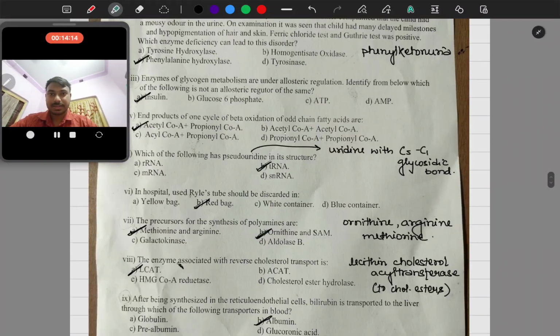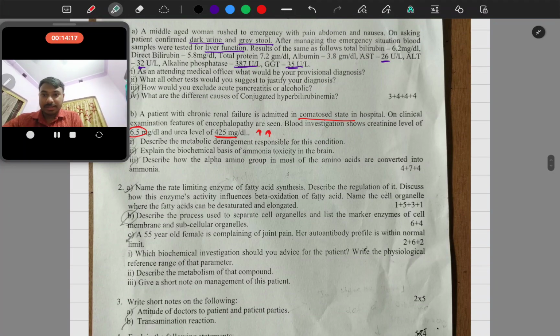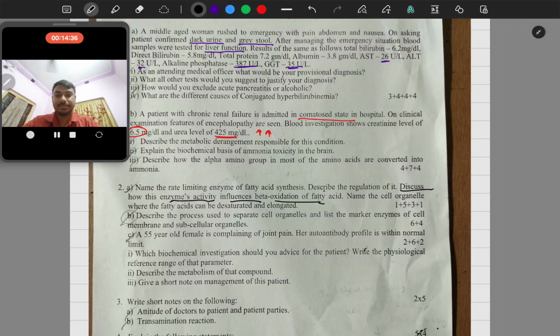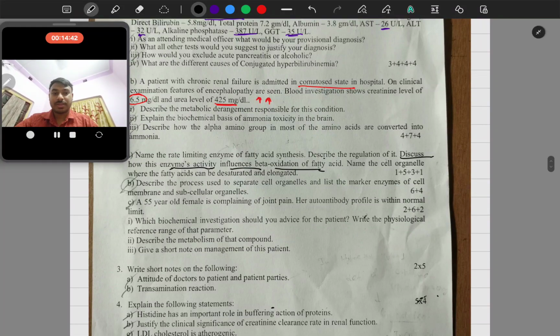Now the third part is, describe the regulation of it, already described. Discuss how this enzyme's activity influences beta oxidation of the fatty acid, and name the cell organelle where the fatty acids can be desaturated. First I should answer the cell organelle. The cell organelle is the endoplasmic reticulum. Especially in the smooth endoplasmic reticulum, the desaturation or the elongation of the fatty acids is mainly done.